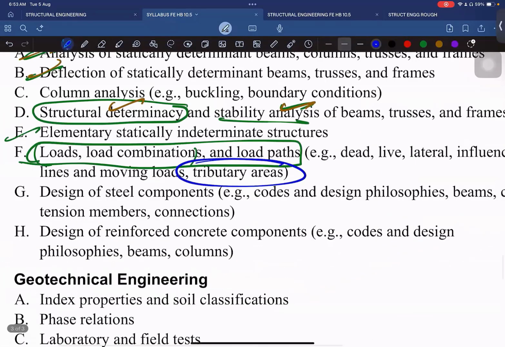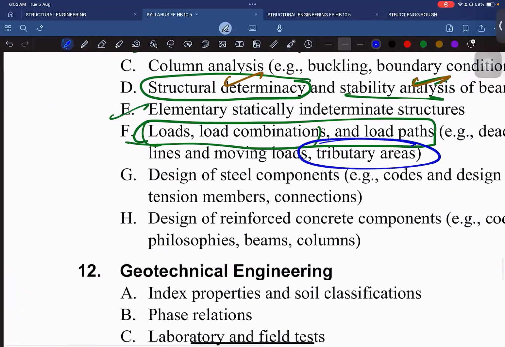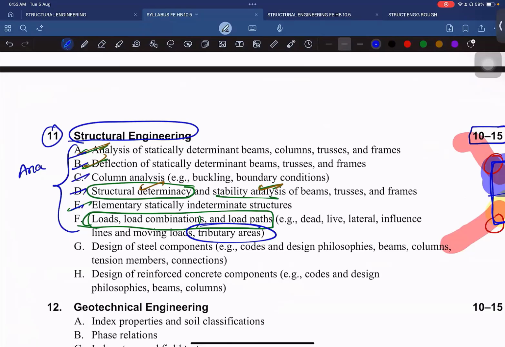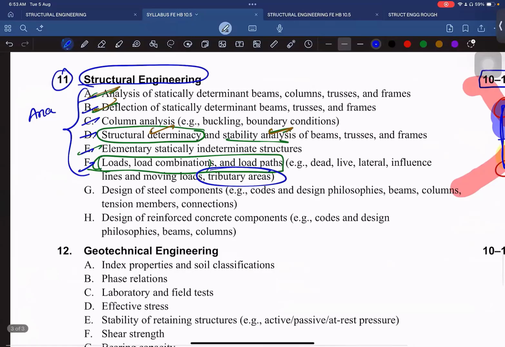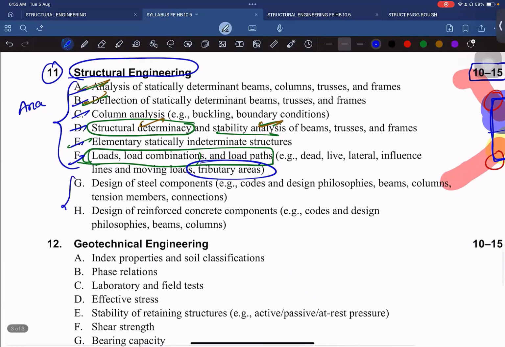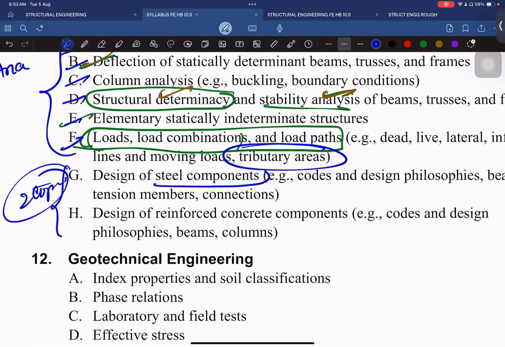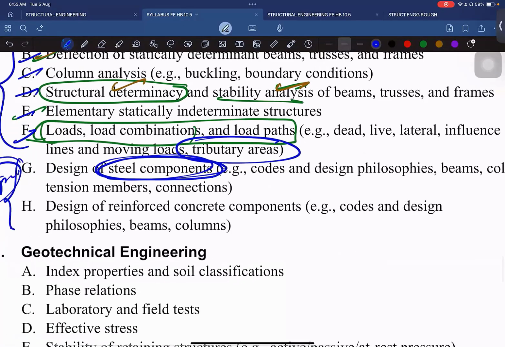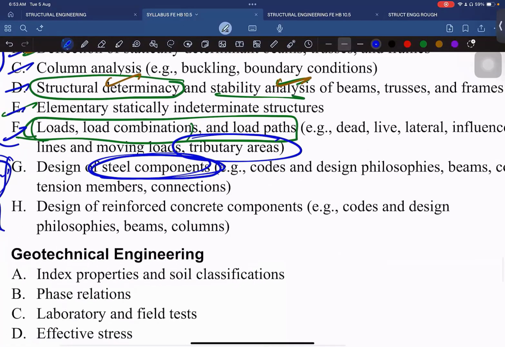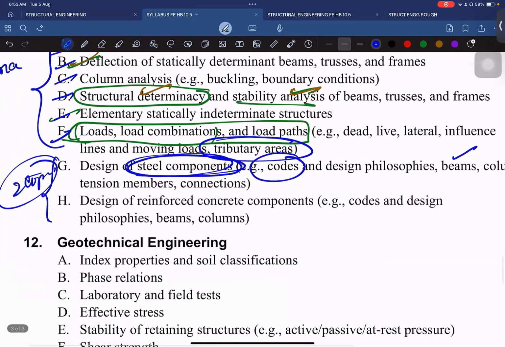And coming to the design part, you can see the analysis part is a bit bigger. There are 1, 2, 3, 4, 5, 6 topics. And the design part, we have only 2 topics. But to be very precise, it is also bigger content. The first thing is design of steel components like structural steel. There we will study what codes are to be used, and then we design the steel beams, steel columns, and steel tension members and steel connections.